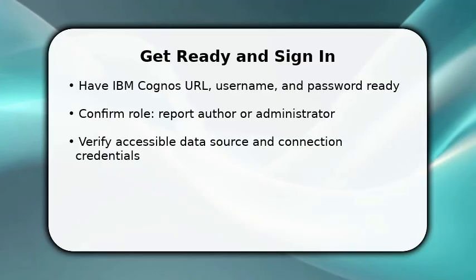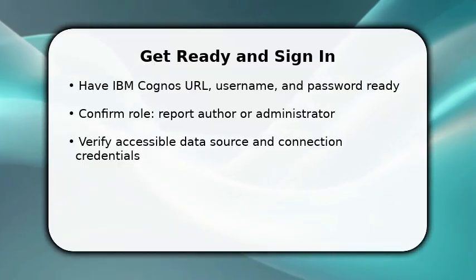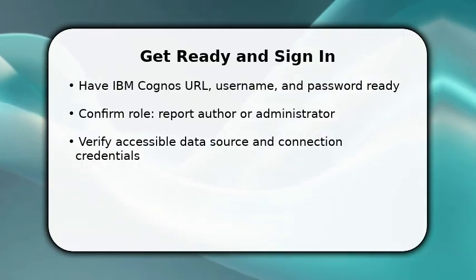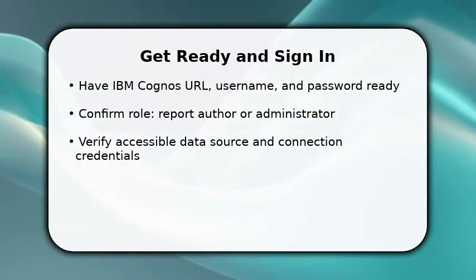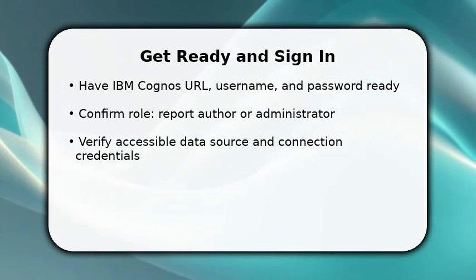Enjoy the video. You start by signing in with your Cognos account. Make sure you have author permissions so you can build reports. Once logged in, go to Manage and confirm the data source connection. If it's missing, add a saved connection using JDBC or the provided adapter.